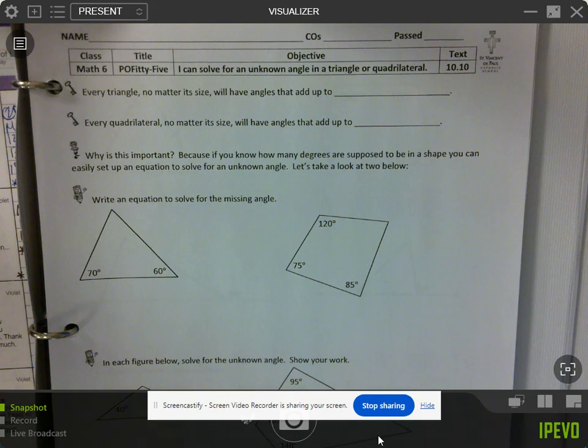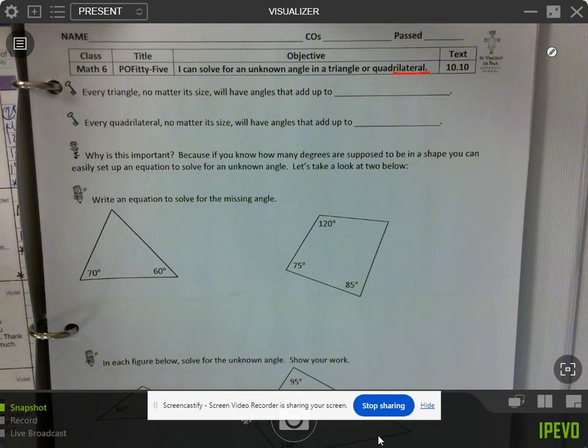So PO55 is I can solve an unknown angle in a triangle or a quadrilateral. A quadrilateral, how many sides do you think it has? Four. Because triangle, tri means three. Quad means four. So a triangle has three angles, three sides. Quadrilateral, we talked yesterday that lateral meant side. So quad means four. Quadrilateral has four sides.